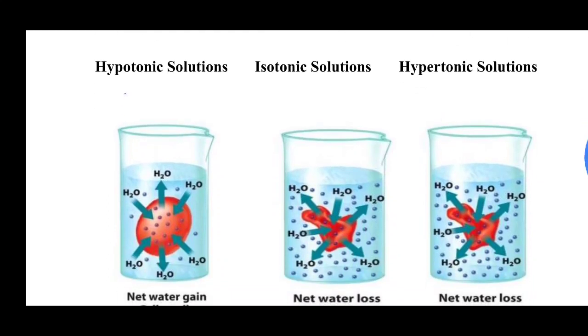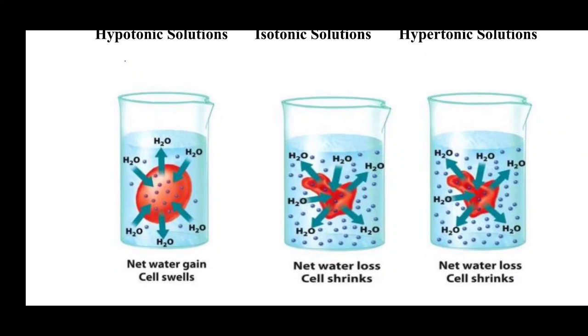Now, this osmosis takes place in different kinds of solutions. There are three kinds of solutions: hypotonic solutions, isotonic solutions and hypertonic solutions. Hypotonic solution means the solution in which the concentration of solute is more.